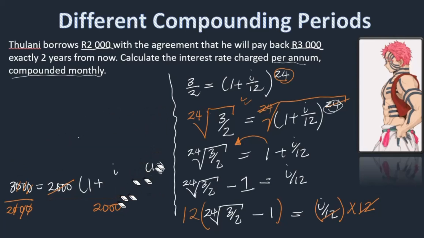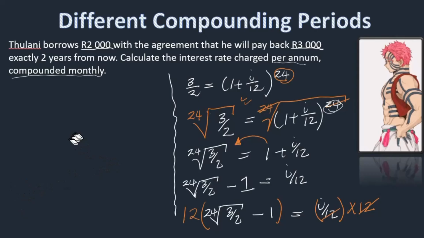I'm almost done, so I don't need too much space, to be honest. What I'm getting now is that the I that I'm solving for is this one. Now the I is isolated from everything else. So my I is equal to 12 into the 24th root of 3 over 2, this is inside the square root, minus 1, which is outside the square root, close bracket. Then I'll put everything on a calculator here to get my I.